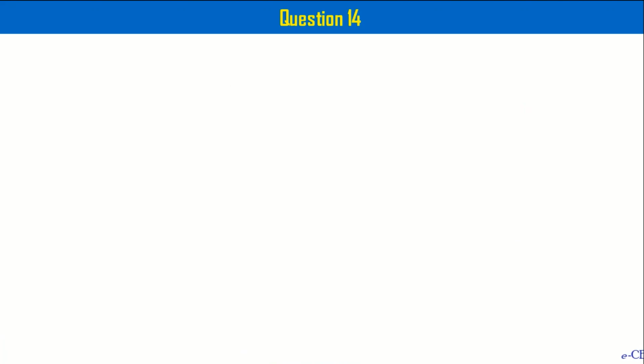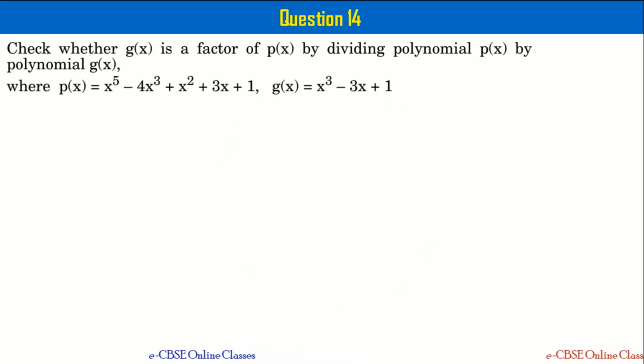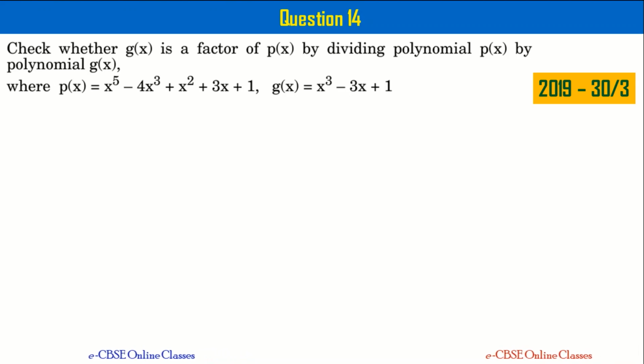Let's go to next question. Question number 14. Check whether g of x is a factor of p of x by dividing polynomial p of x by the polynomial g of x. And we are given expressions for p of x and g of x. From this statement, you see that p of x is dividend and g of x is divisor. So this is about division of polynomials, right? This is from 2019 question set number 3.